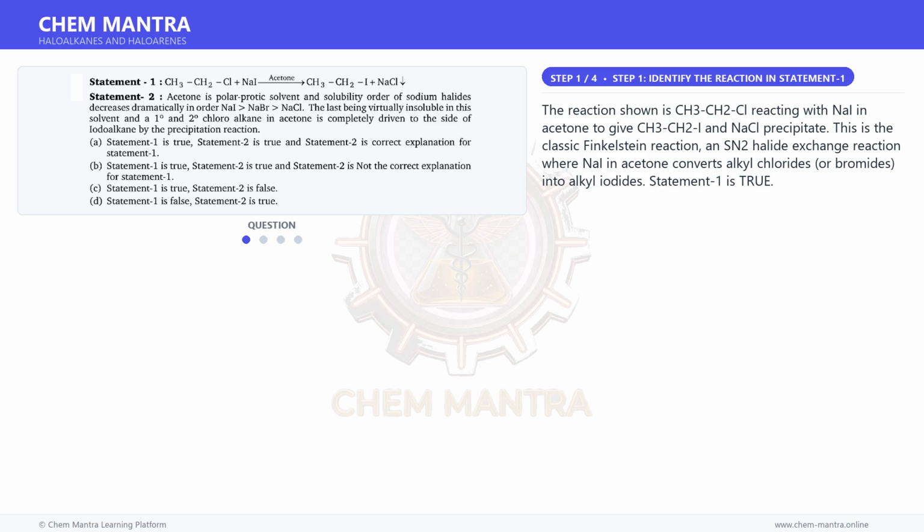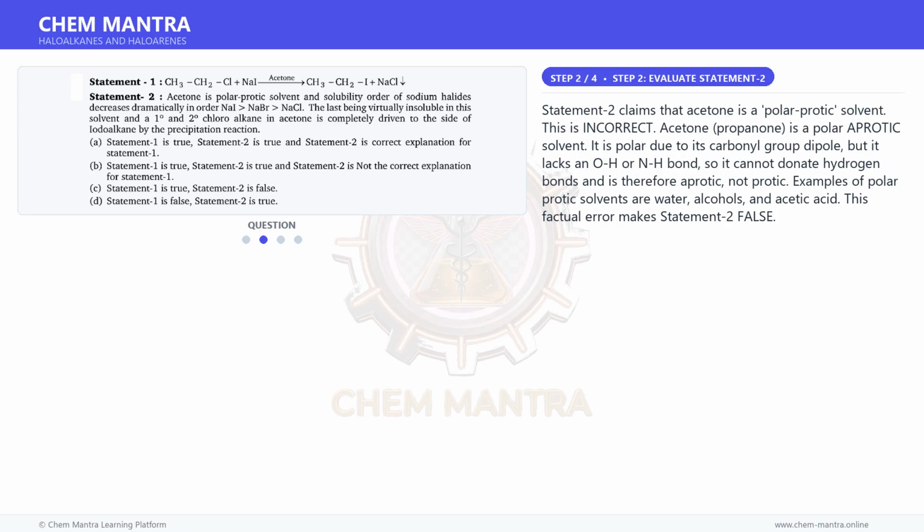The reaction shown is CH3CH2Cl reacting with NaI in acetone to give CH3CH2I and NaCl precipitate. This is the classic Finkelstein reaction, an SN2 halide exchange reaction where NaI in acetone converts alkyl chlorides or bromides into alkyl iodides. Statement 1 is true. Moving on to the next step.